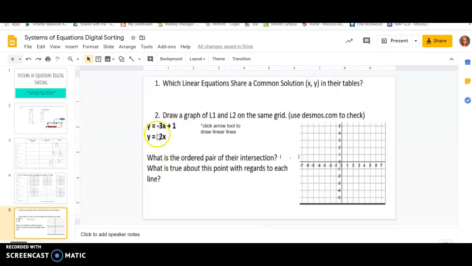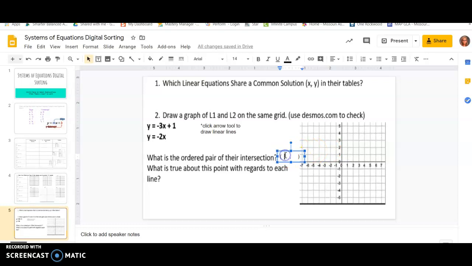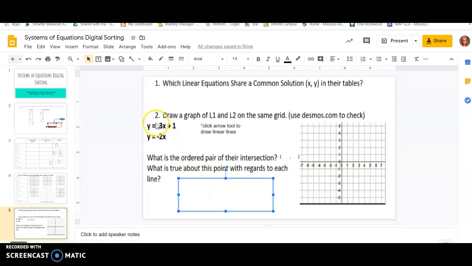And then we're going to focus on 2 of these specifically, and we're going to draw them on the same graph. And you can use this graph right here if you want to use your own graph paper, and then answer these questions. The ordered pair, do they intersect at, the coordinate, you can just type it in. And then what is true about the point with regards to each of these lines right here.